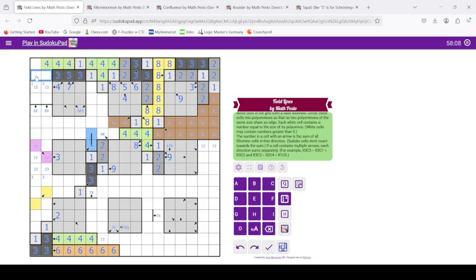3, 1, 4, 2 is one scenario. 3, 1 either goes here, that's a 4. That's a 2. Or it goes here. That's a 4, that's a 2.